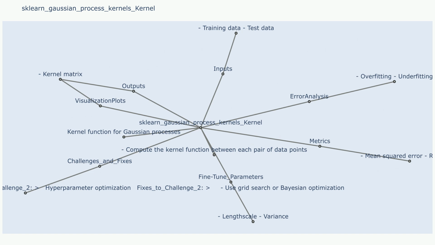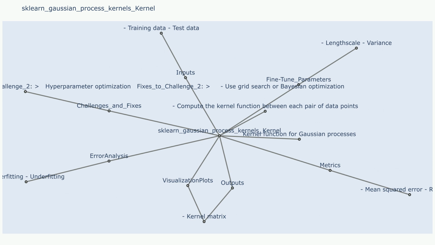Fixes to Challenge 1. Regularization. Introduce regularization techniques, e.g., L2 regularization to penalize overly complex kernels, preventing overfitting. Cross-validation. Use cross-validation techniques to evaluate the model's performance on unseen data and choose the appropriate kernel complexity.